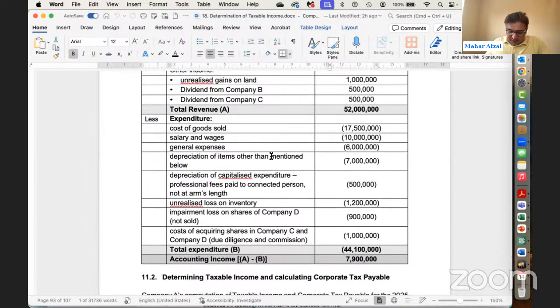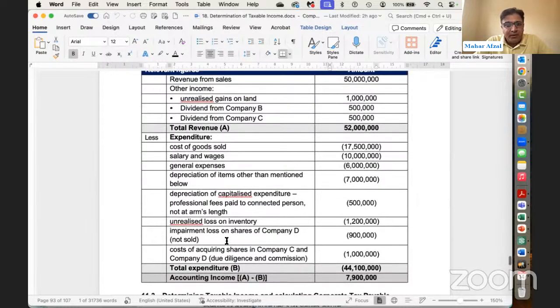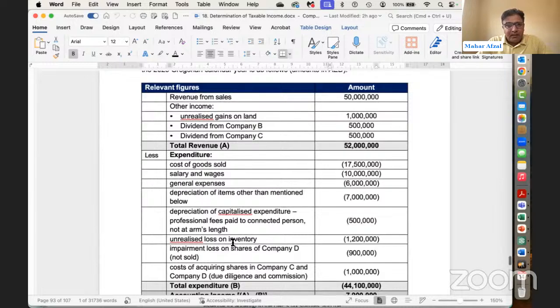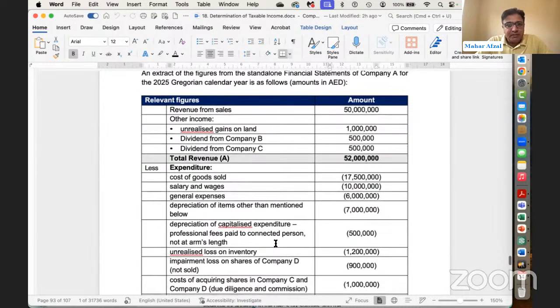Accounting income is 7900. This is my profit. Cost of acquiring shares in C and D should be added back, because if revenue is not subject to tax, related expenses should not be allowed. Impairment loss on company D, losses should not be allowed. Unrealized loss on inventory should not be allowed because we are following the realization basis.